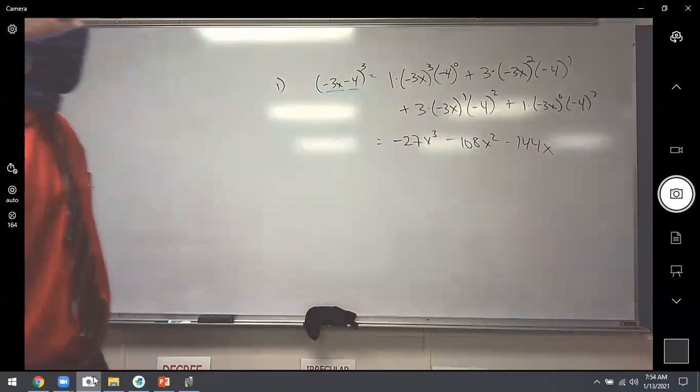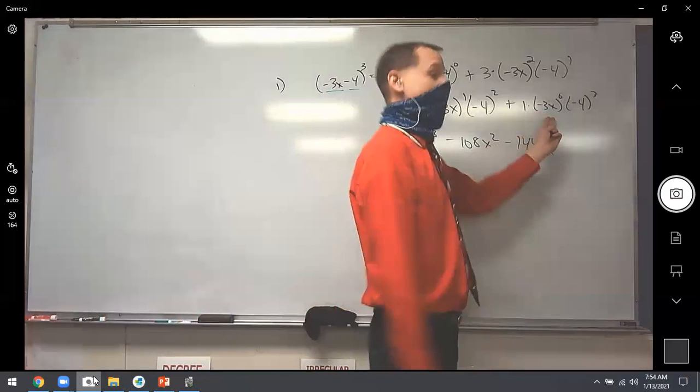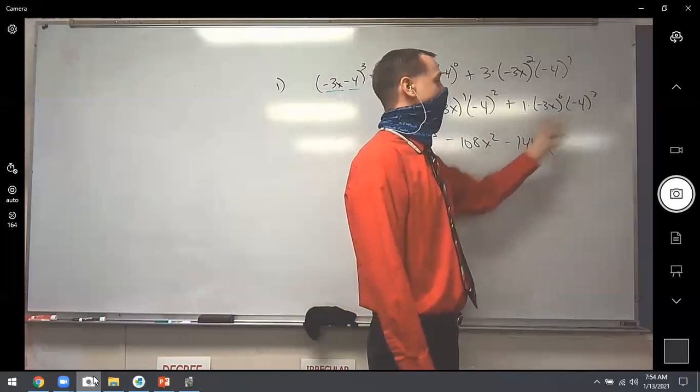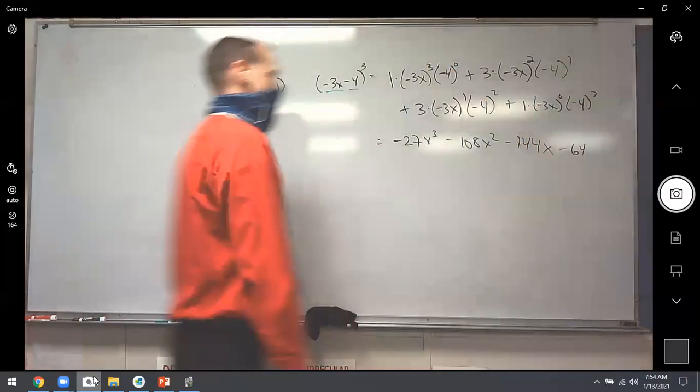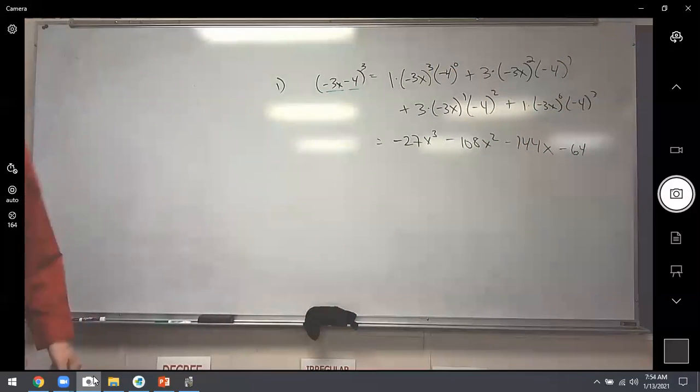And the very last one, something to the 0, so you don't even worry about it. There's a 1. Negative 4 cubed, if you type that in your calculator carefully, is negative 64. So there's a whole bunch of negatives in this one.